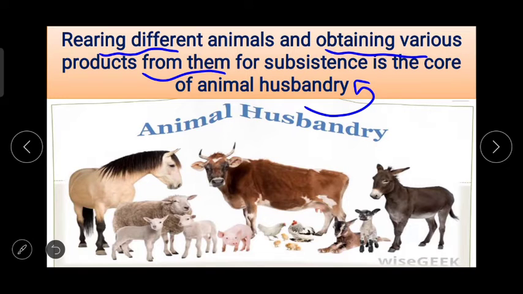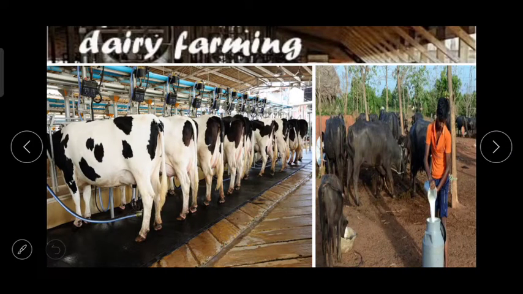Not only rearing animals, सिर्फ उन्हें rear करना है, सिर्फ उन्हें संभालना is not animal husbandry. उससे कुछ प्रोडक्ट बेच के या प्रोडक्ट निकाल के मनी कमाना या फिर पैसे कमाना, ये जो चीज़ है that is called animal husbandry. Rearing different animals and obtaining various products from them for subsistence is the core of animal husbandry, and we have a number of examples of animal husbandry, and the very first and the most allied activity in agriculture, or the most supplementary act while practicing agriculture, that is dairy farming.